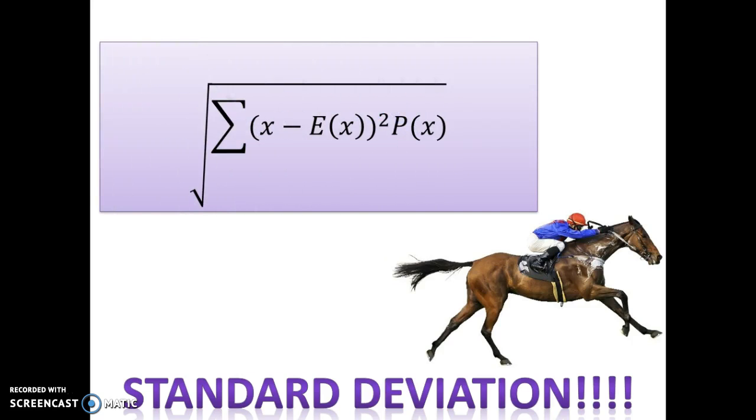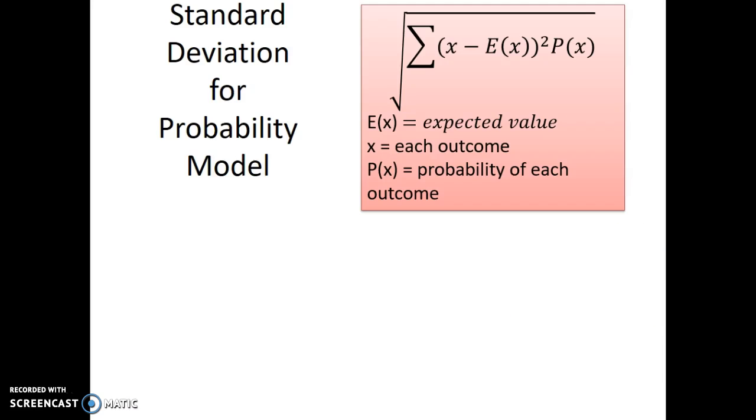This is what it looks like this time. And so I want to go through with you how we can find it in a situation with betting on number 5. So here's your equation. E of x, that's expected value, which equals... X is each possible outcome. All right, so that's winning first place, second place, or third place, or no place at all. P of x is the probability of each of these outcomes happening.